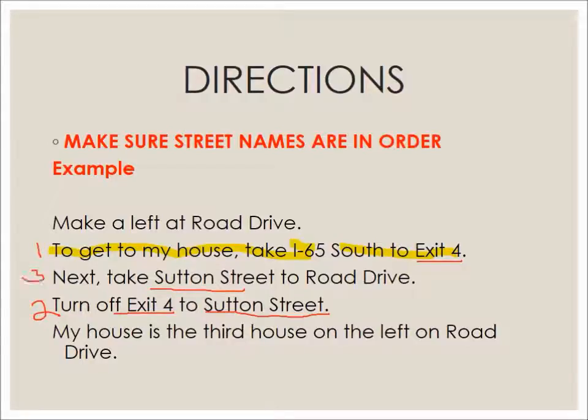So I've gone from I-65 to exit 4, from exit 4 to Sutton Street, and now I'm on Sutton Street. And what's our next street? Good. Road Drive. So now I've got to find the sentence that puts me on Road Drive. Do you see it? Good. I'm going to make that left. Once I've made it to Road Drive, I'm going to make a left at Road Drive. And of course, there's a sentence that lets us know that we have made it to our destination. And here it is. My house is the third house on the left on Road Drive. How'd you do?